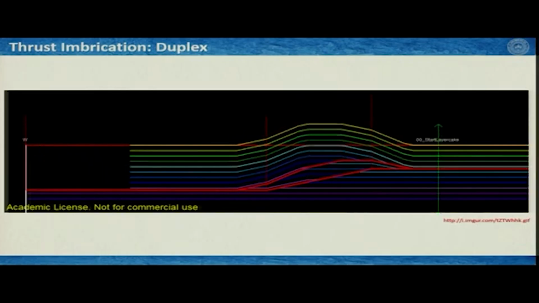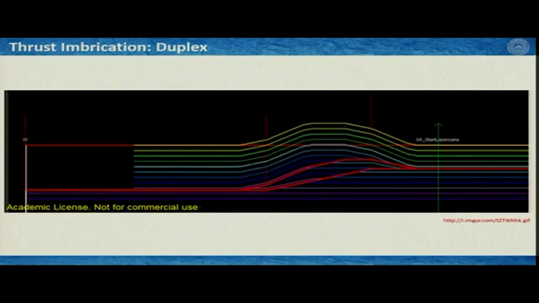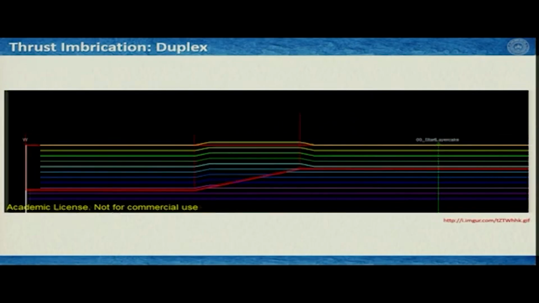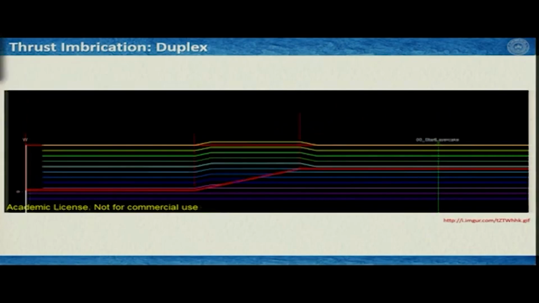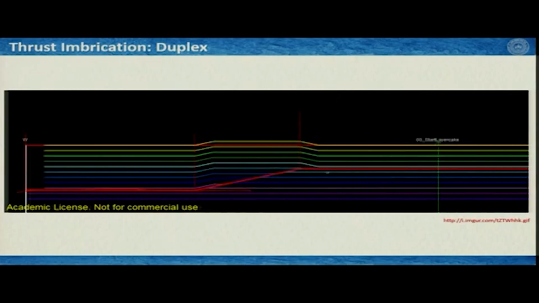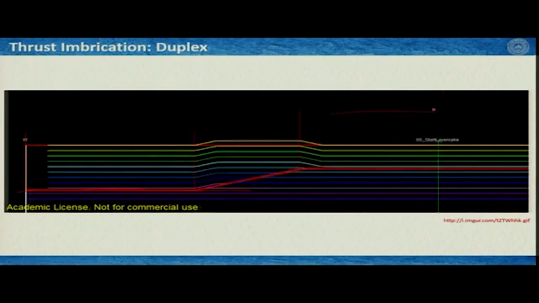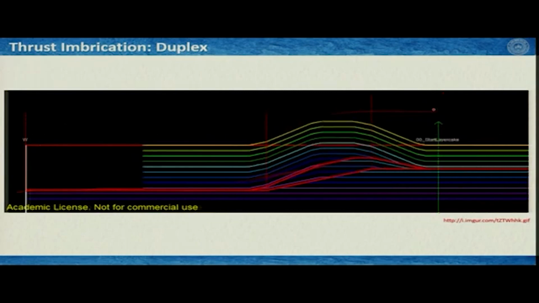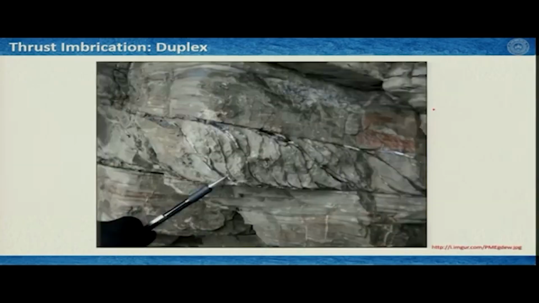So this is an animation I collected from the internet. So you see this is how this duplex structure forms. This is your sole thrust. These are your imbrications, these red lines here, and you have your roof thrust there. Now, do we see this kind of structure in the field? Yes, we see them in many different scales.